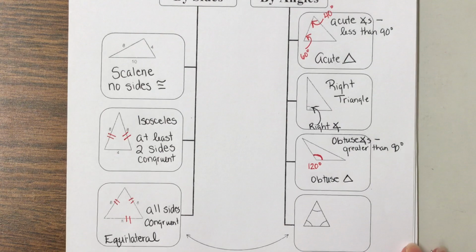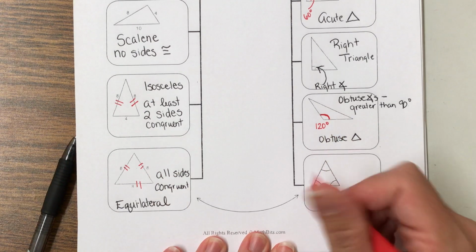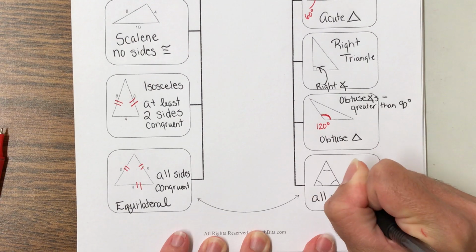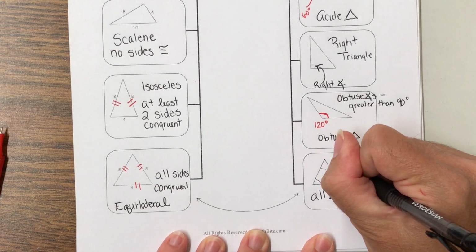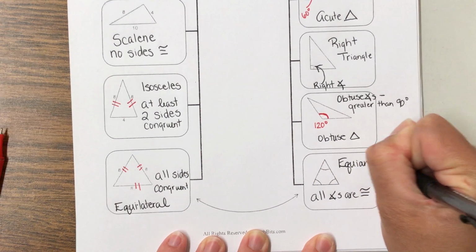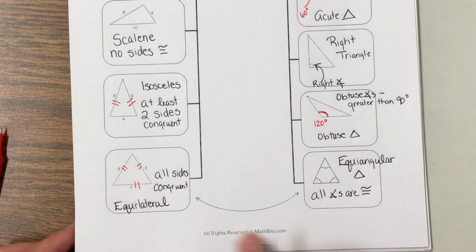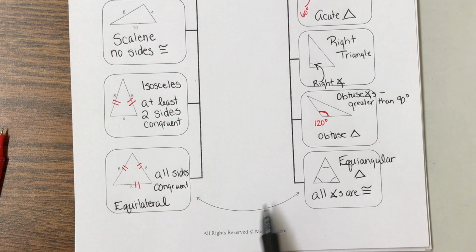And then in the last picture, all of these angles are congruent. So all angles are congruent. So this is known as an equal angular triangle. And so notice how you've got this line that connects these two at the bottom. Well, if I'm equal angular, if all my angles are congruent, then that also means I'm going to be equilateral. They go hand in hand together, and you're going to learn about that in the next videos.